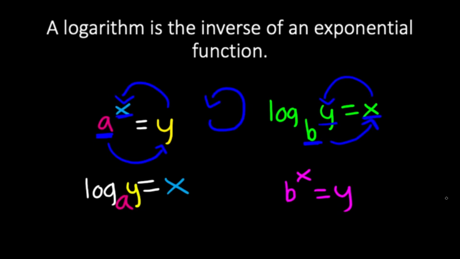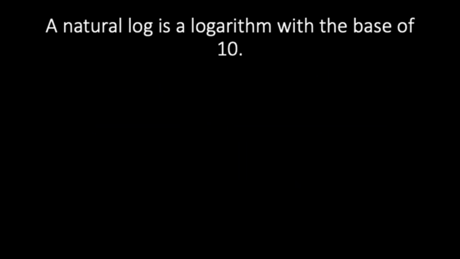The final thing you need to understand about logarithms to be able to calculate the hydronium ion concentration given a solution's pH is to understand what a natural logarithm is. So a natural log is a logarithm with the base of 10. So log base 10.